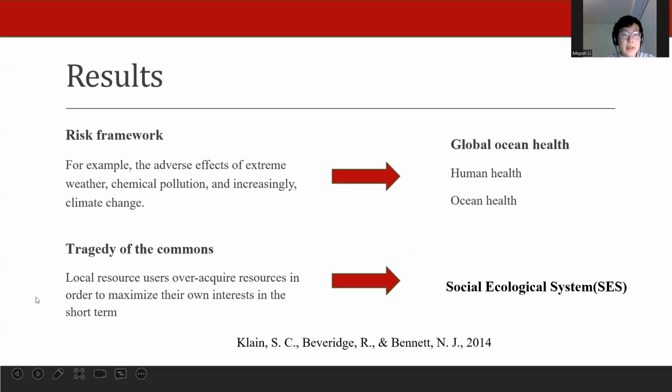For the second system, the social ecological system is really useful because we could avoid the influence of the tragedy of the commons, which means someone just acquires the resources in order to maximize their own interest in the short term. With the existence of the four parts in such a system, we are more likely to make a better decision that could involve every part in such a social resources framework.